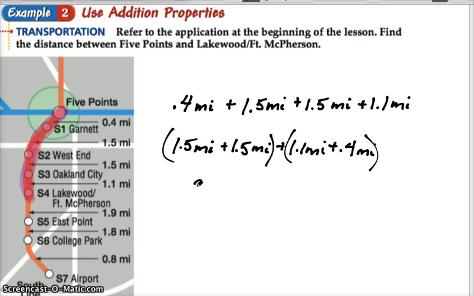These guys come together to give me 3 miles, because 1.5 plus 1.5 is 3. These guys come together to give me 1.1 plus 0.4. I'm going to add the numbers in the tenths place together. So 0.1 and 0.4 give me 0.5, 1.5 miles, right? And then altogether, I have 4.5 miles. So to travel from 5 Points to Lakewood, Fort McPherson is 4.5 miles. Yeah, we did it. Let's look at another one.